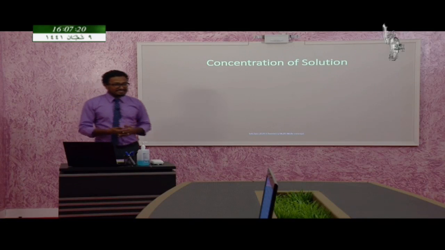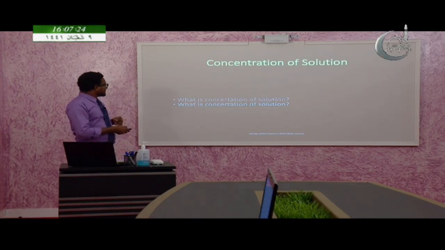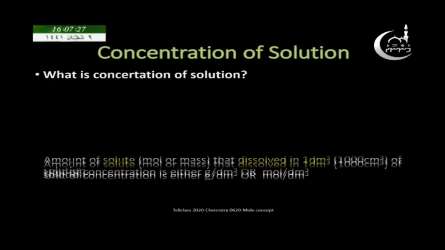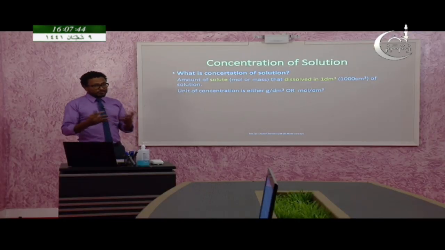So these are some of the real life examples of what concentration is. I hope we have a rough idea of what concentration is. So what is concentration? In chemistry we have this definition: the amount of solute that dissolves in 1 dm cube of solution. So we are taking 1 dm cube, which is equivalent to 1000 centimeter cube. Most of the time you should be able to convert these units. I think these are familiar to you because you are doing the same thing in mathematics.